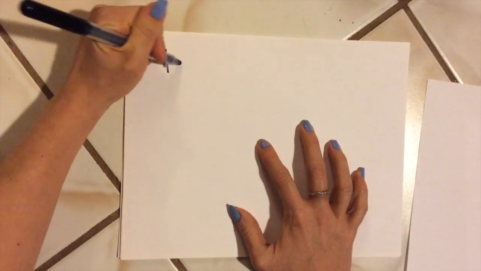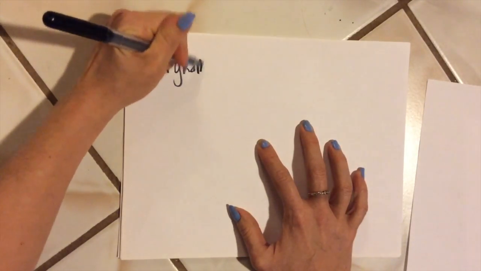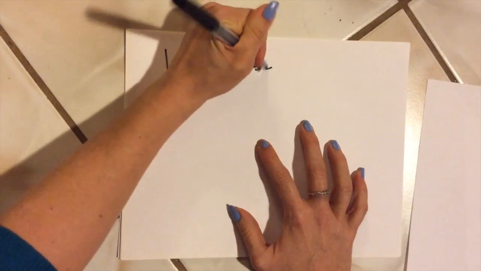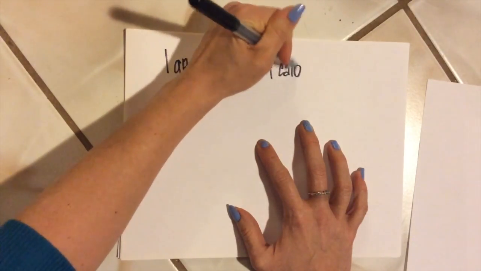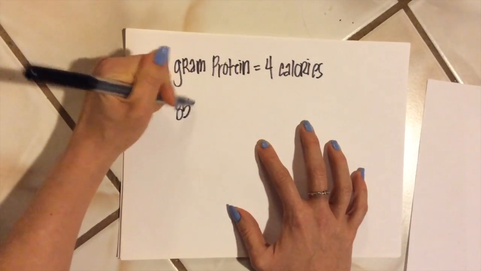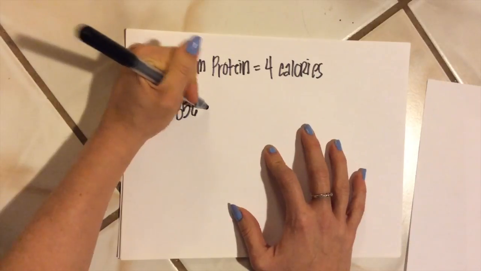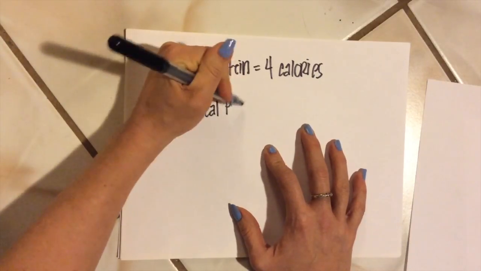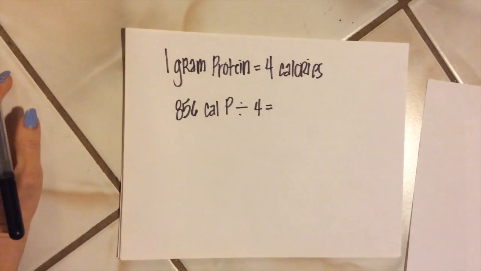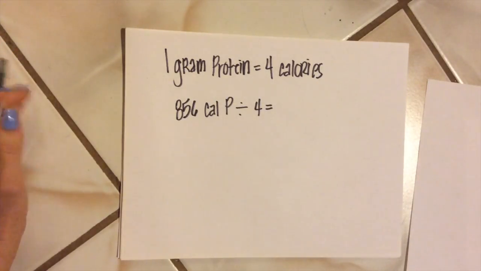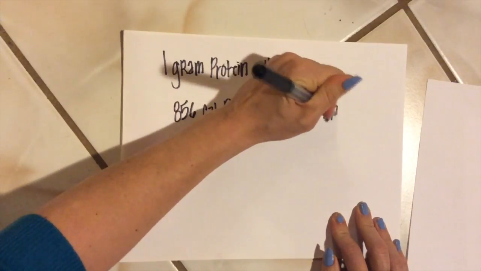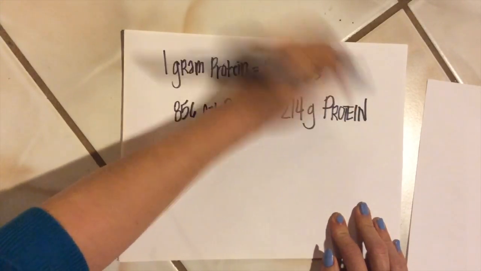Alright, so let's see how many grams of each macronutrient we need. 1 gram of protein equals 4 calories. So what we're going to do is take the calories that we found that we need from protein, which is 856 calories out of our total calories for the day, and divide that by 4. We end up with 214 grams of protein, which is needed for this split.